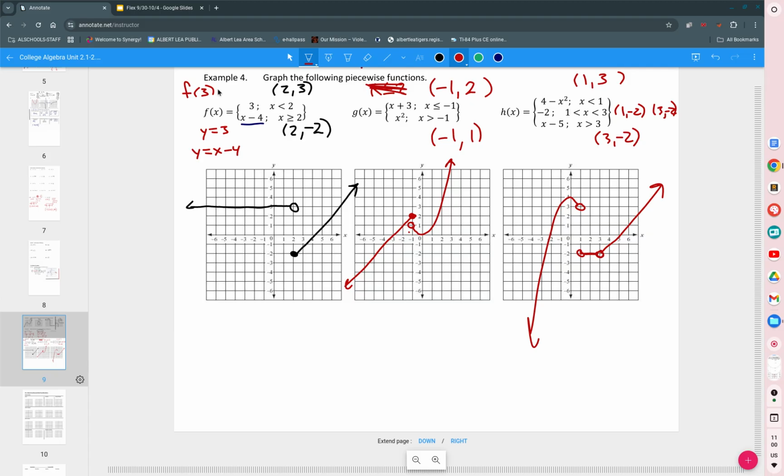Please make sure that you come tomorrow ready to ask questions about domain as well as your piecewise functions. We are beyond the point of dumb questions. Okay, there are no dumb questions. So if you're struggling with piecewise functions, chances are probably a third of the class is too. So don't be afraid to ask that.